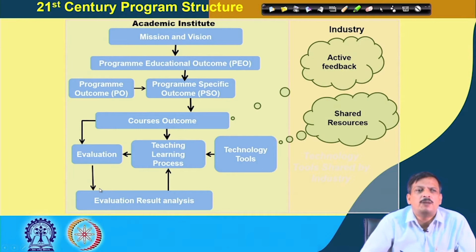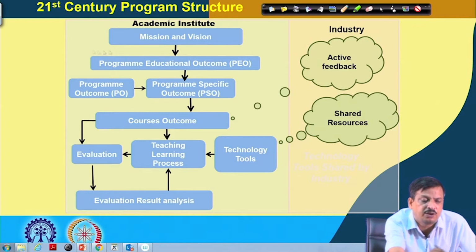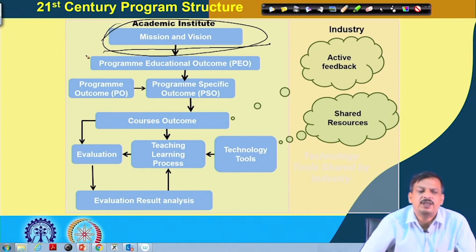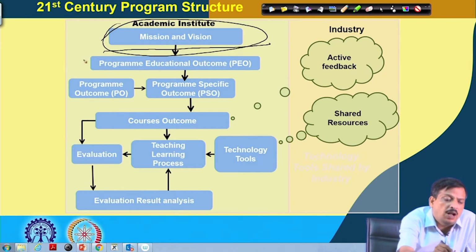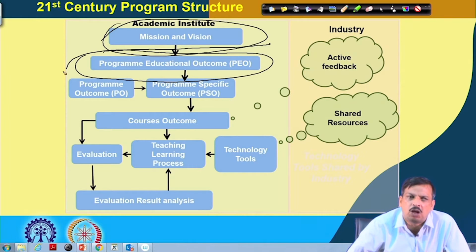So, let us start with the program structures. What kind of program structures is required for outcome based education? All of you know that an academic institution has a mission and vision statement, program educational outcome. Mission and vision statement, up to this level, is institutional, the whole institutional part. Program educational outcome is program specific. BTech computer science is a program, MTech computer science is a program, BTech civil is a program.